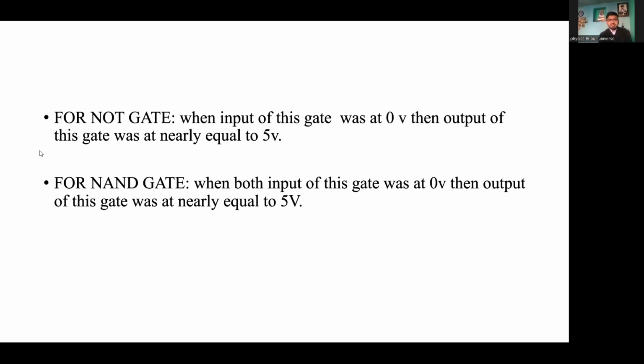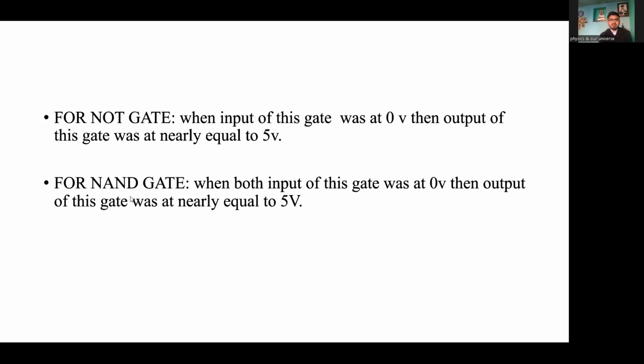And for the NOT gate, when the input of this gate is 0 volt, then the output of this gate is nearly equal to 5 volt. For the NOT gate, when the input was low, I found the output high. In the simulations I already showed that when I used the 0 volt input, the LED glowed at that time. I already showed you there.